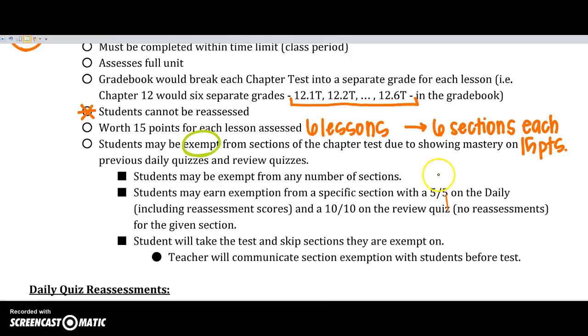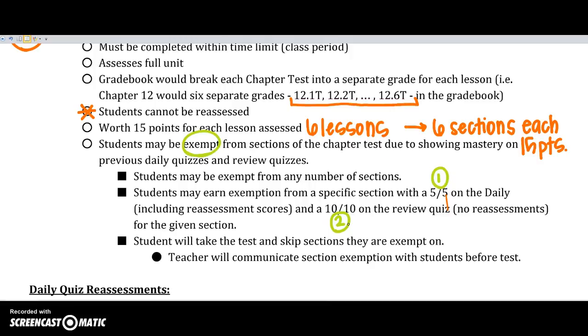Two things. The first one, you have to earn a 5 out of 5 on the daily. Those reassessment scores also can be included in that. So that's the first thing. The second thing, you have to earn a 10 out of 10 on that review quiz. And remember, no reassessments are given on that. So if those 2 things happen, you will be exempt from lesson 1 or lesson 2 or whatever lesson that you already showed mastery on.